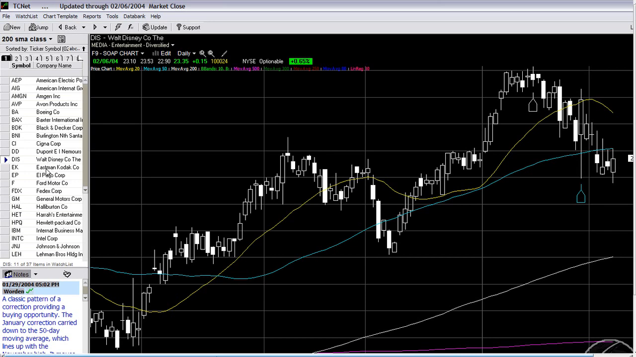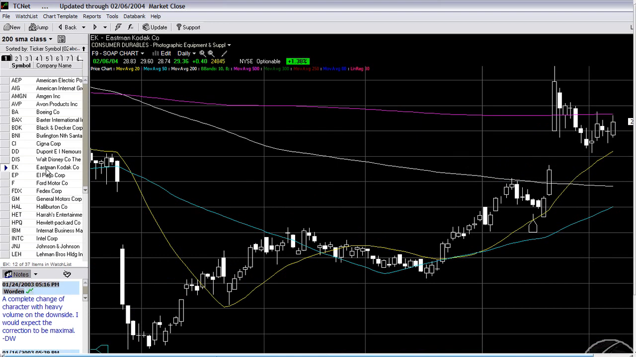I was looking for Eastman Kodak. There it is. Eastman Kodak. Banging back and forth between the 20 and 50 until what happened here in the middle of November, December. Back and forth, and then what? Gaps up. Is that a big candle? Yes. Big candle. Has some gaps. Where are you going to go?